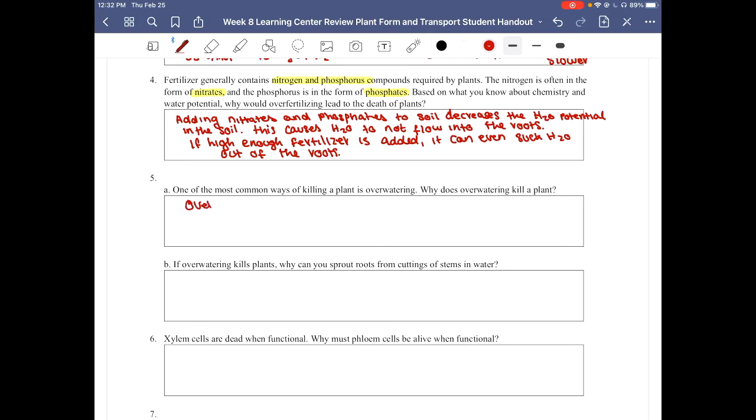So let's see, overwatering equals filling of the air spaces in the soil. And then no air means no oxygen, and no oxygen means cell death. I'm just going to put dead plant.